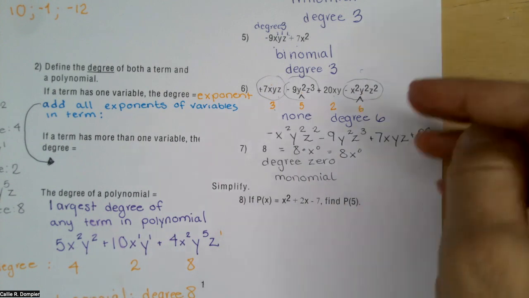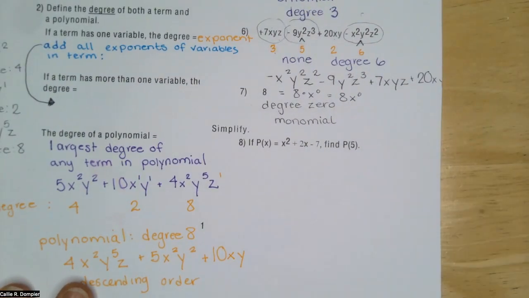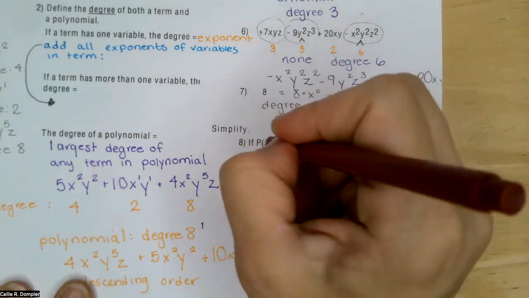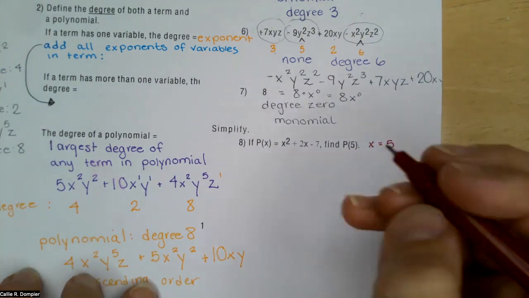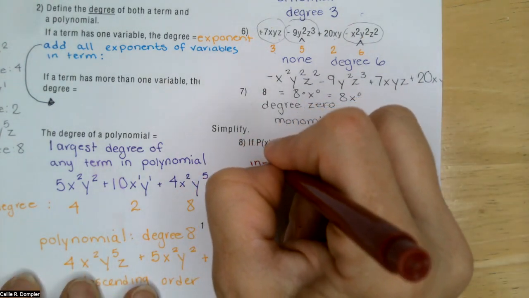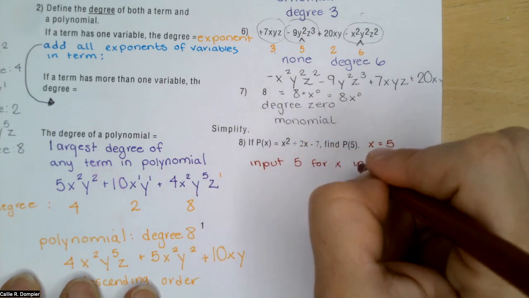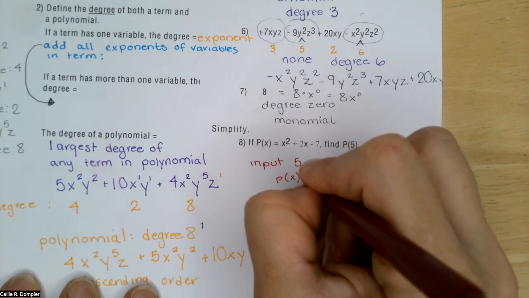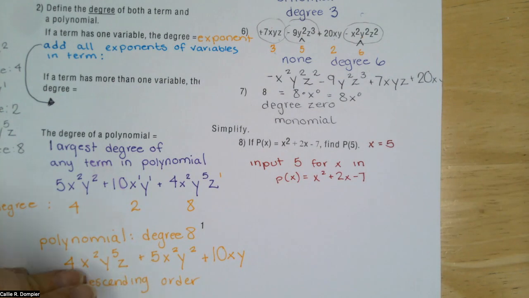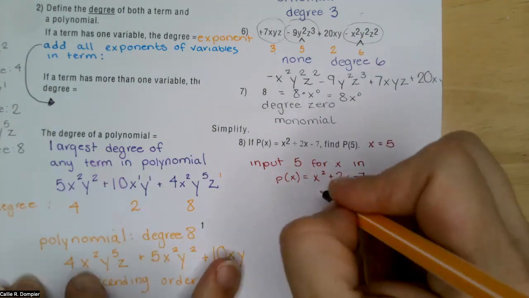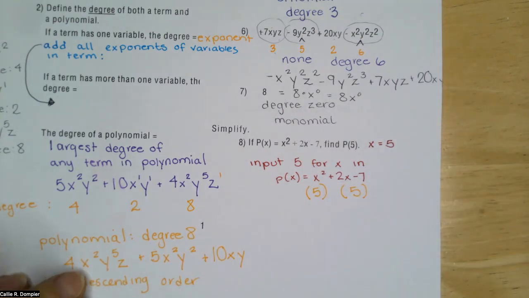Okay. Number 8 is asking if p of x equals x squared plus 2x minus 7, find p of 5. This just means instead of x, we're going to input 5 for x in p of x equals x squared plus 2x minus 7. Good? All right, so instead of x, we're going to do 5. Should give myself more space.